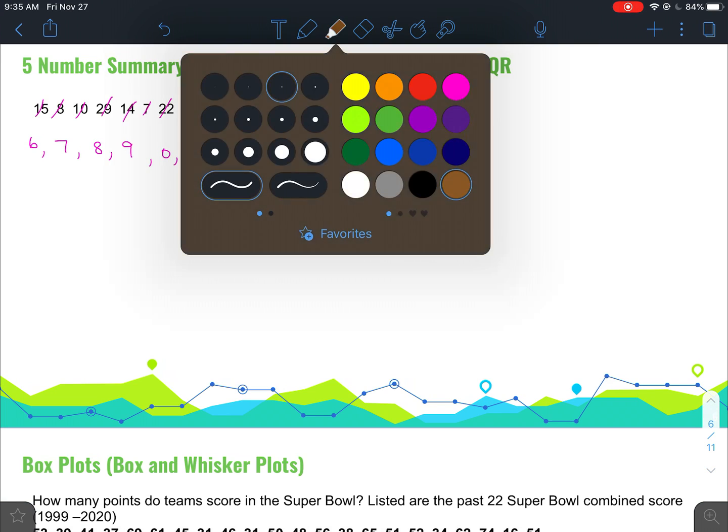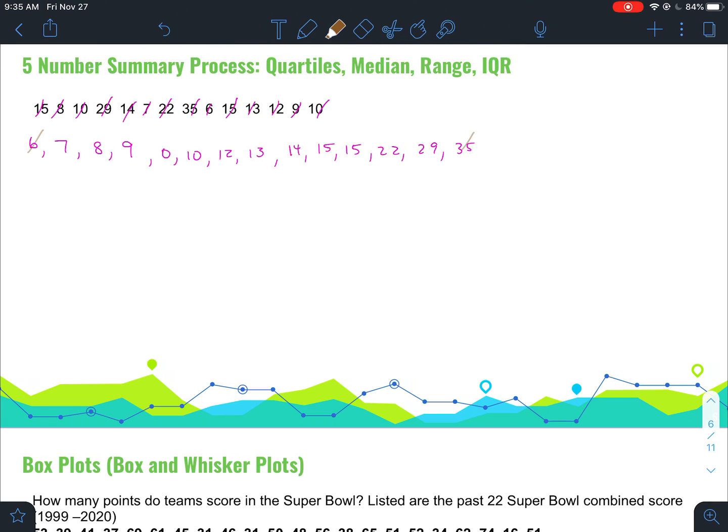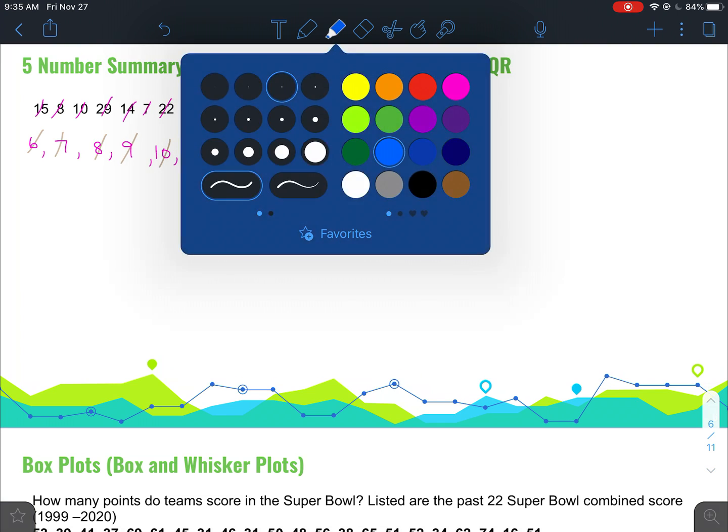So to find the median, remember we just go through and we find the middle number. So 1, 2, 3, 4, 5, 6, 7, 8, 9, 10, 11, 12. Oh, there were 2 10s. That's what happened. So there's 2 middle numbers. So my Q2, which is going to be the median, you add those together and divide by 2. So my Q2 is going to be 12.5.